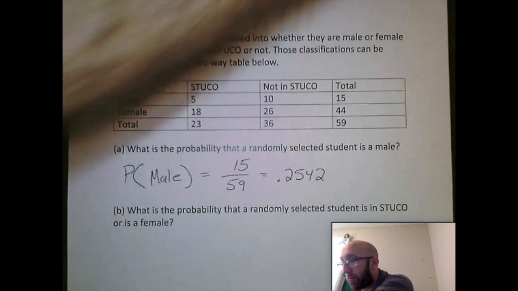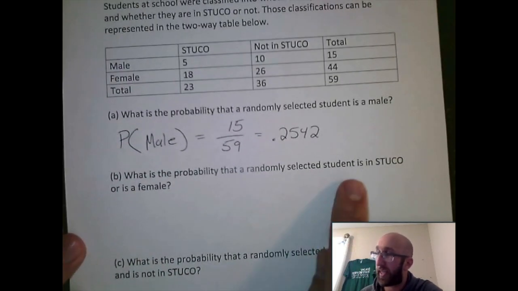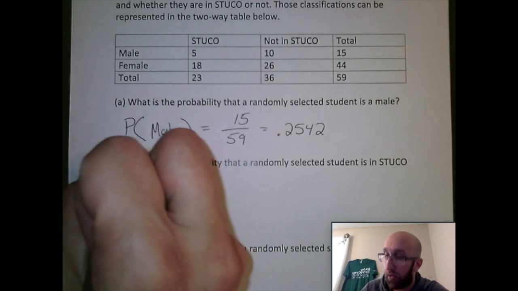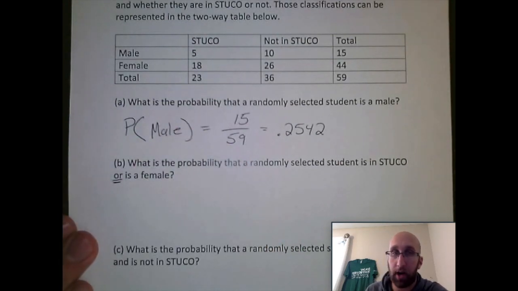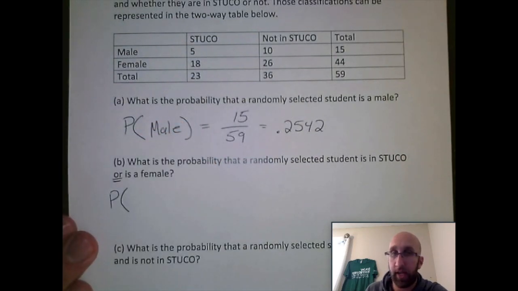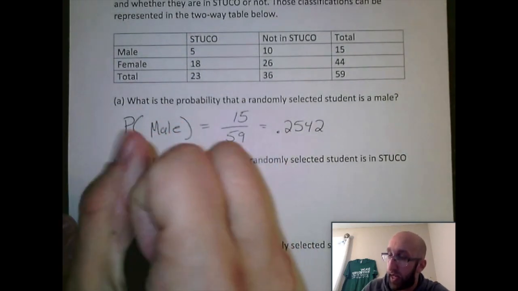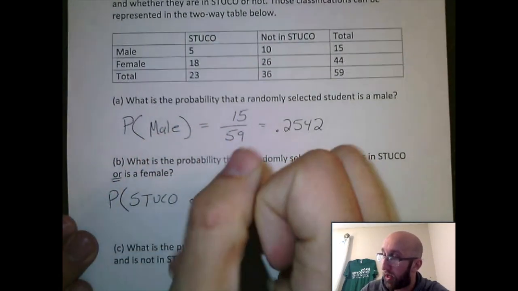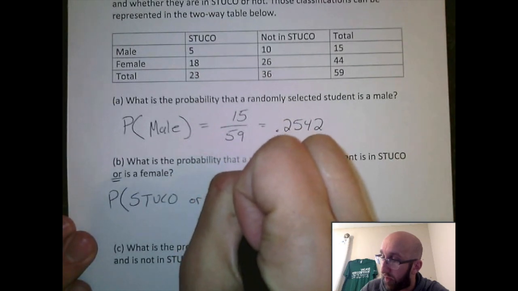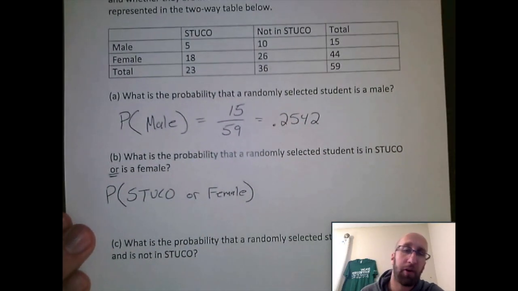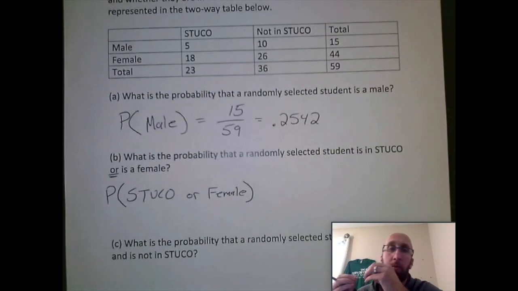B, what is the probability that a randomly selected student is in Stuco or is a female? So there is that keyword or there that we're going to have to keep our eye on. But let's write out the notation first, and then we'll deal with the table. So a randomly selected student is in Stuco or is a female. So student or female. The reason why I highlighted that or is, remember, or means add things together.